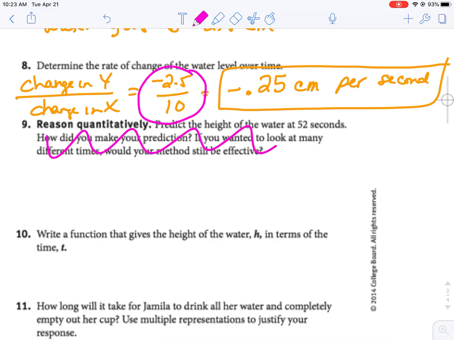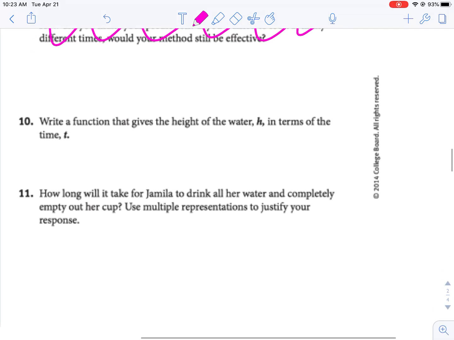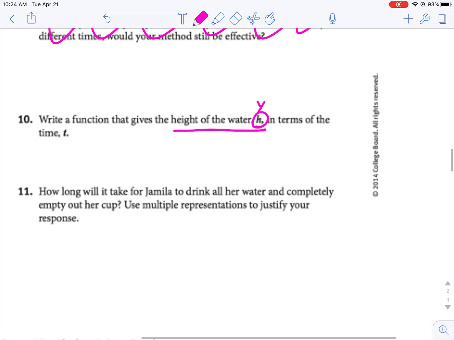All right, we are going to skip number 9 and move on to number 10. Number 10 asks us to write a function or write an equation that gives the height of the water in terms of time. So we know that the height of the water was our y value based off of the table, and they want us to use the letter h for y, and then it says the time, which was our x value, they want us to use the letter t.